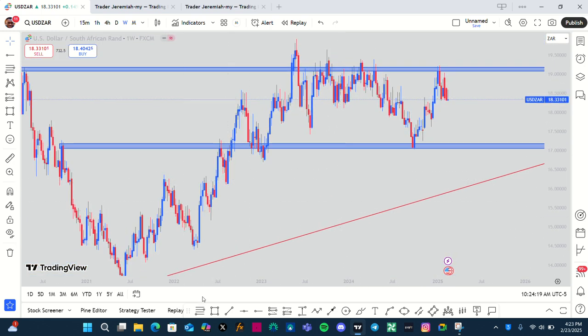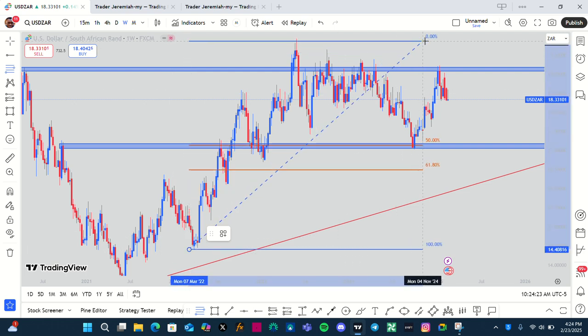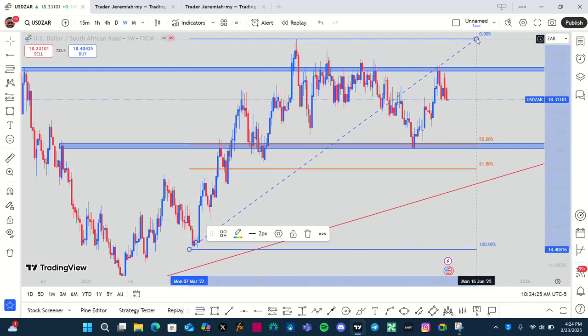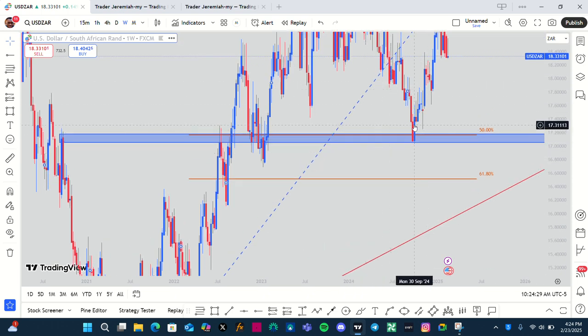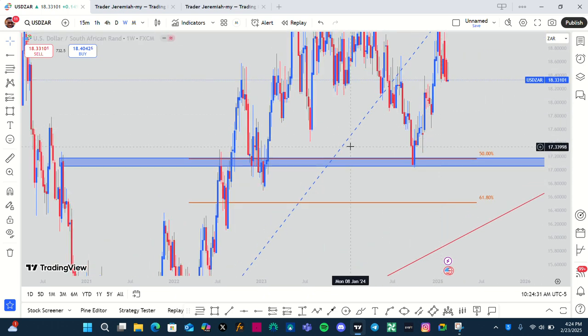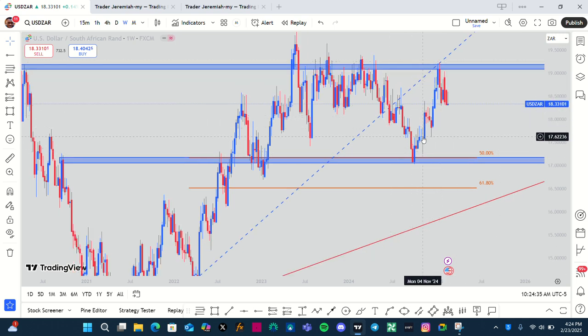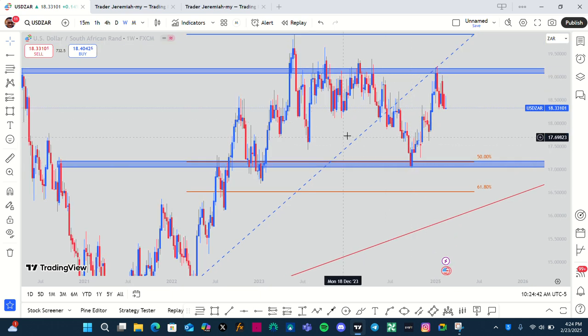So this was the area. Let me draw the Fibonacci retracement tool again. So this was the area of the Fibonacci, as you can see, the 50% Fibonacci area. When price got here, this signifies that having price at this Fibonacci area means the retracement is likely to be over. Without it, you can't be sure.